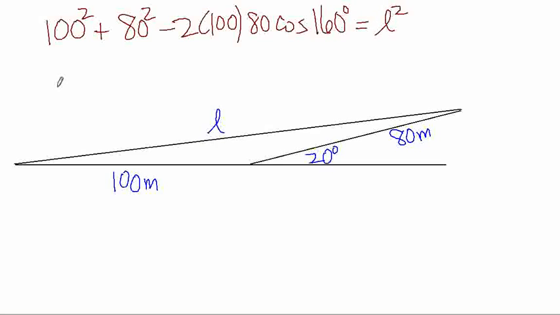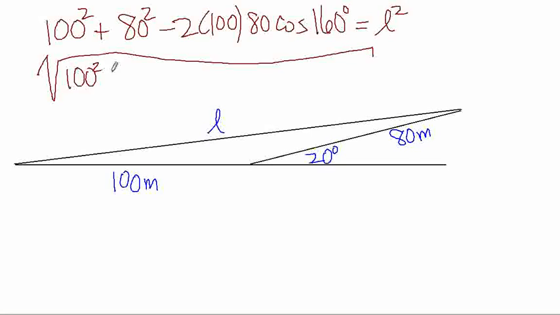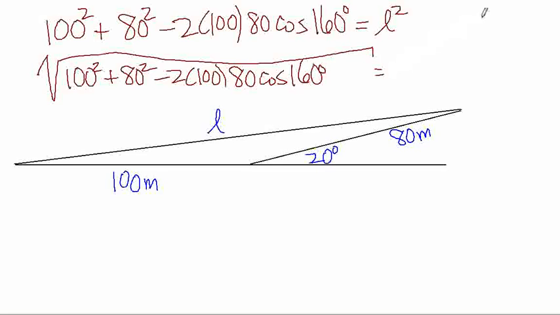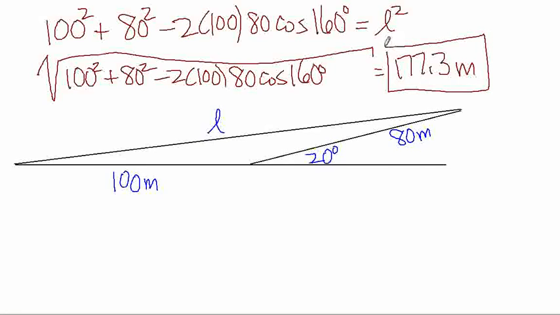So L is equal to the square root of 100 squared plus 80 squared minus 2 times 100 times 80 times the cosine of 160 degrees. And you can put that into a calculator and see that that gives 177.3 meters. Okay?